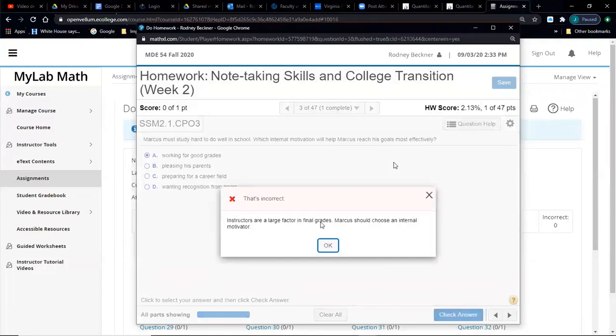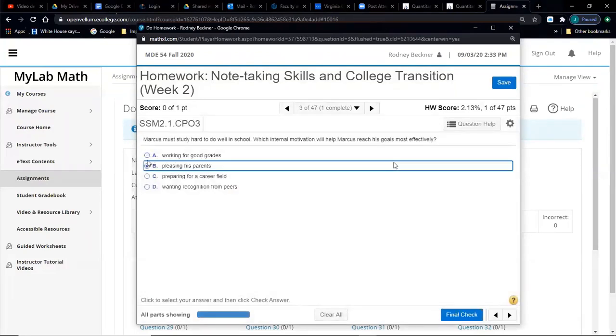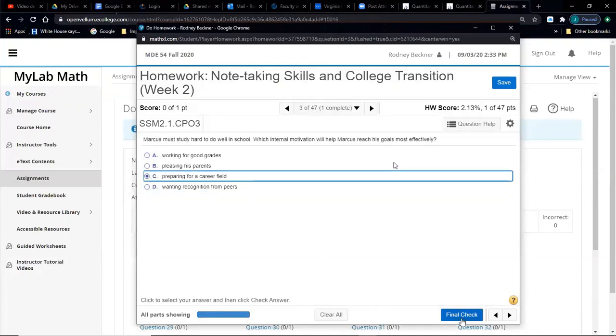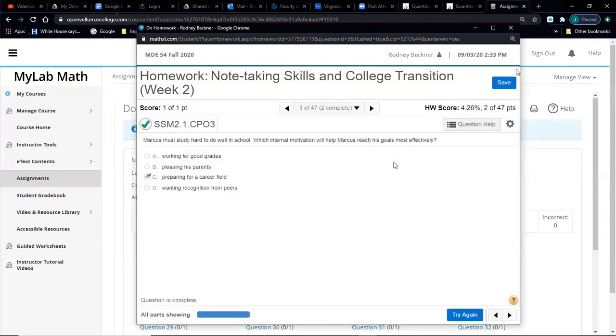Instructors are a large factor in final grades. Marcus should choose an internal motivator. So pleasing his parents. Well, that kind of sounds like it might be in line there, that there's some external things. So preparing for a career field or wanting recognition from peers. Wanting recognition, again, that kind of sounds external when you think about what they gave you as a hint. So it's probably preparing for a career field, which was going in line with what I said to begin with, hinting at this. Money, money, money. Career, money, family, happiness.